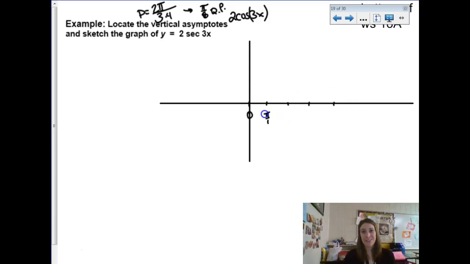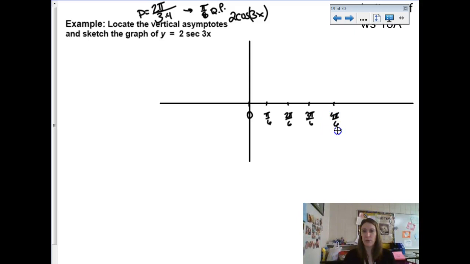So this is 1 pi over 6. This is 2 pi over 6, which I know reduces. This is 3 pi over 6, I know that reduces. And this is 4 pi over 6. I screwed up. Oh, I didn't. Did I?